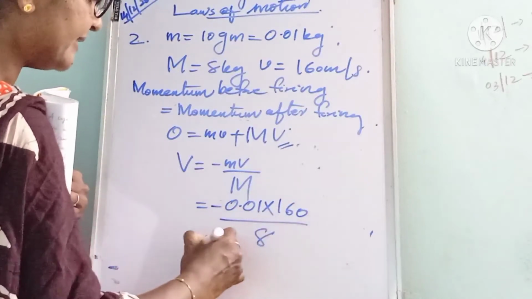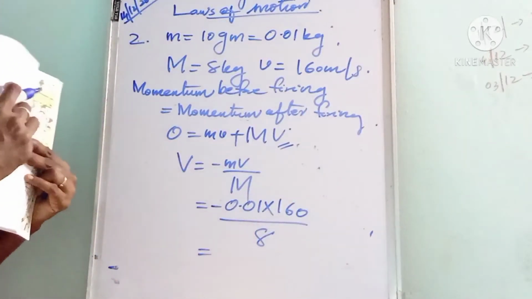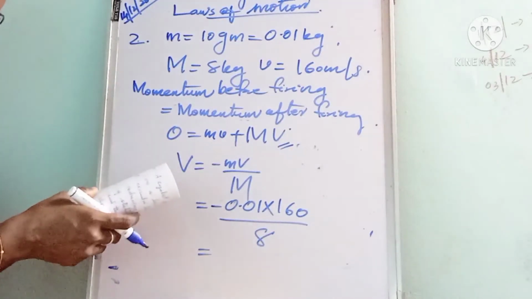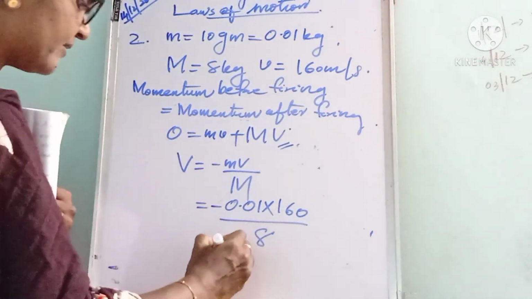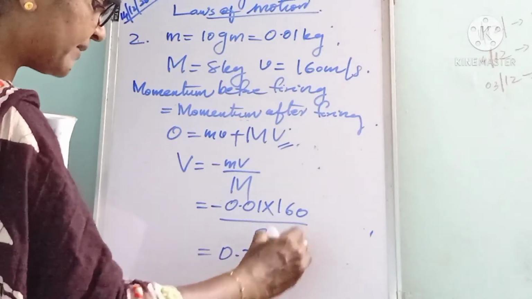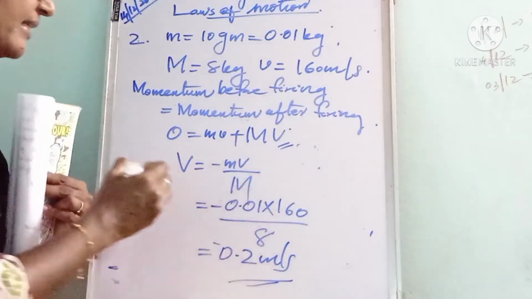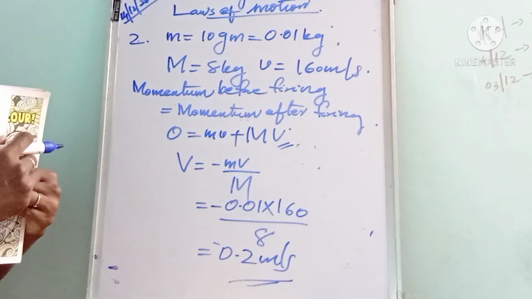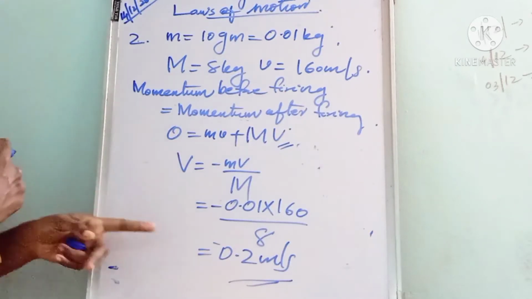Then we can substitute for m, it is 0.01, and its velocity is 160, divided by 8. The mass of the gun is 8 kg. By simplifying this we get 0.2 meter per second. This is minus, this is the recoil velocity of the gun.